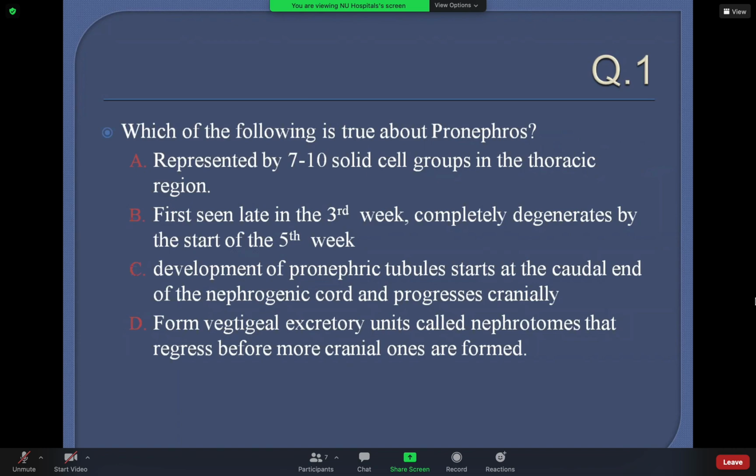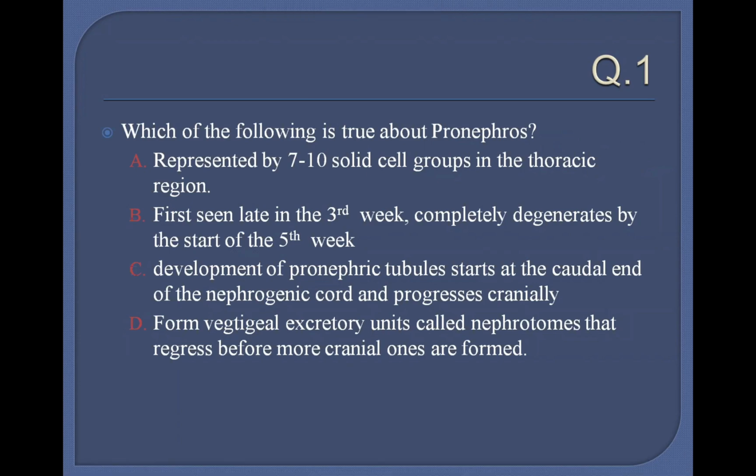First question. Which of the following is true about pronephros? Option A, it is represented by 7 to 10 solid cell groups in the thoracic region. B, first seen late in the 3rd week and completely degenerates by the start of the 5th week. C, development of pronephric tubule starts at the caudal end of the nephrogenic cord and progresses cranially. D, forms vestigial excretory units called nephrotons that regress before more cranial ones are formed.